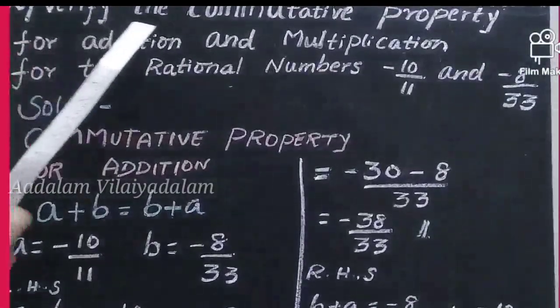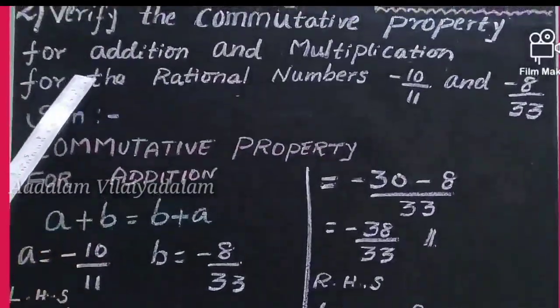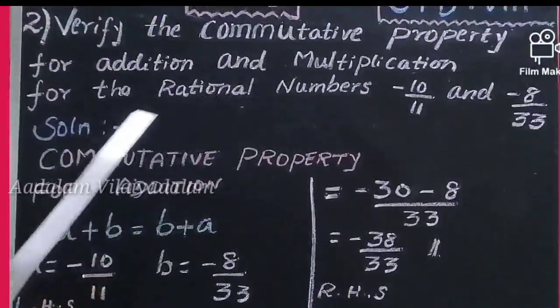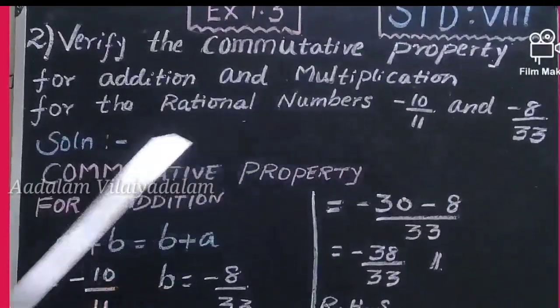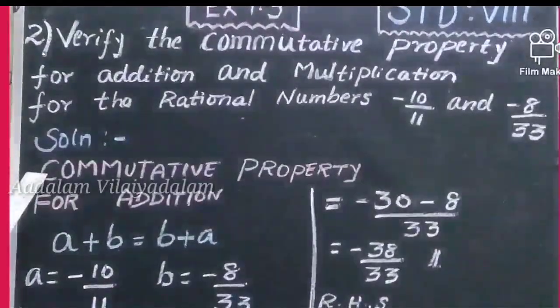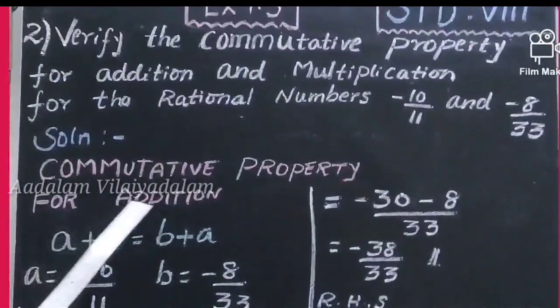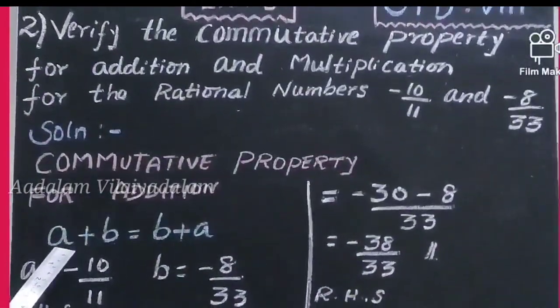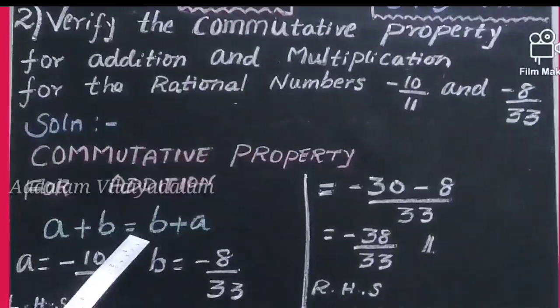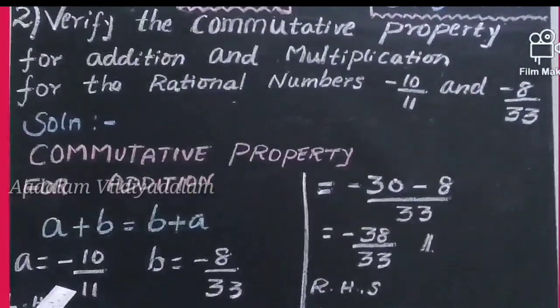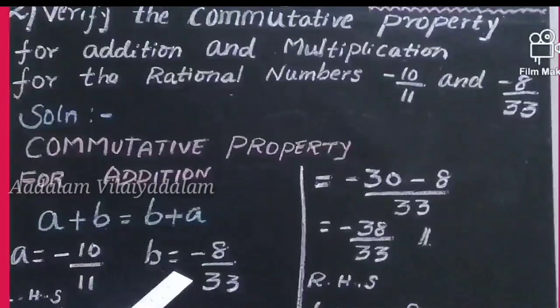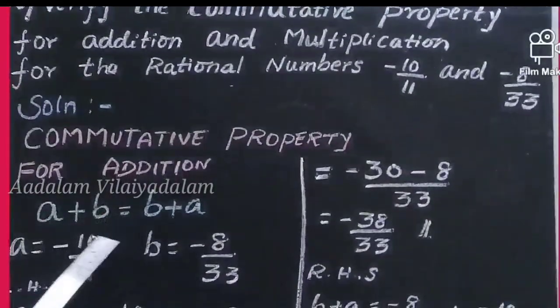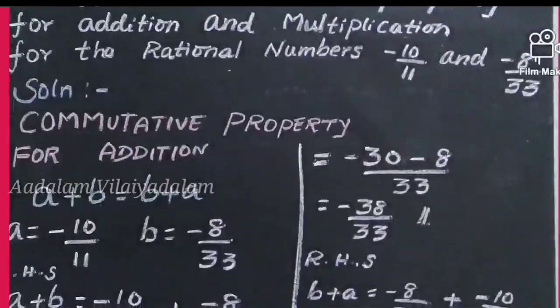Second one: verify the commutative property for addition and multiplication for the rational numbers -10/11 and -8/33. So commutative property for addition, the formula is A plus B is equal to B plus A. Here the A value is -10/11, B equal to -8/33. First we have to find the left hand side value, A plus B.